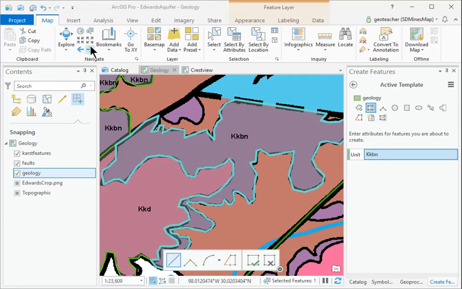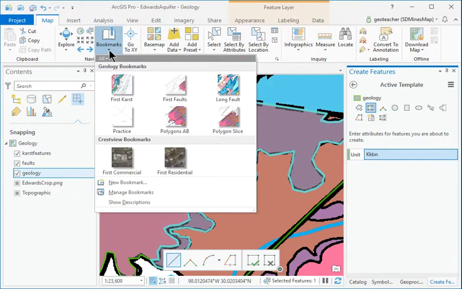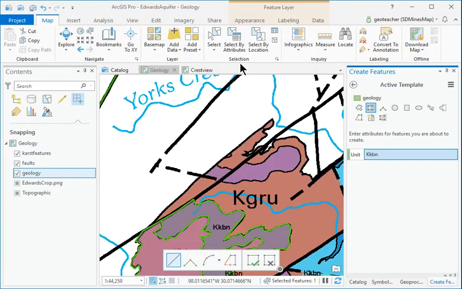Choose the polygon slice bookmark. And examine the long, thin slice above the fault. Enter KGRU for the unit field.